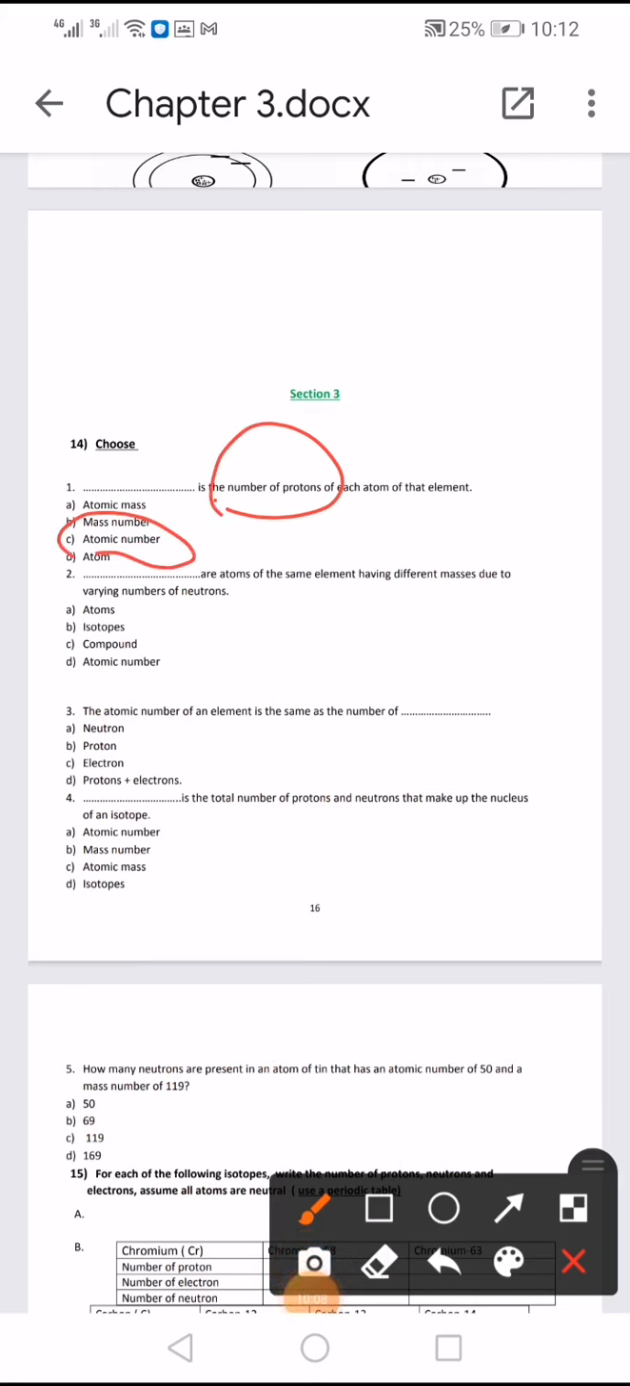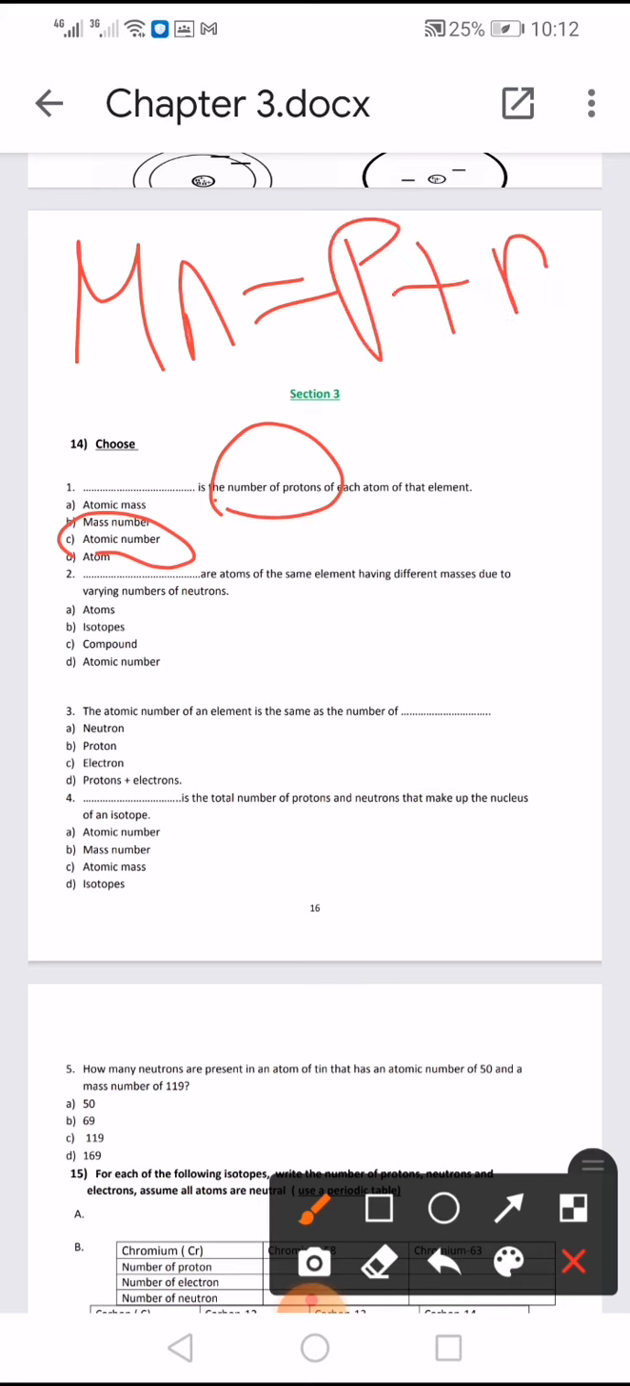So atomic number means what? The number of protons. What about mass number? Mass number equals protons plus neutrons. As I said, inside the nucleus there is a neutron. So the mass number equals proton plus neutron. This is the mass number.